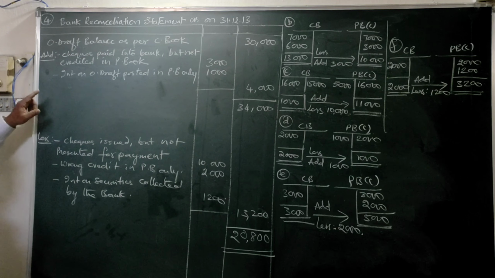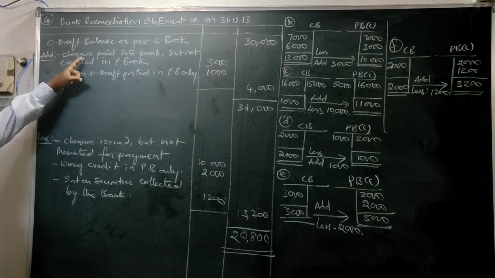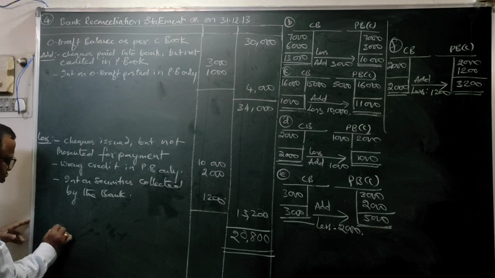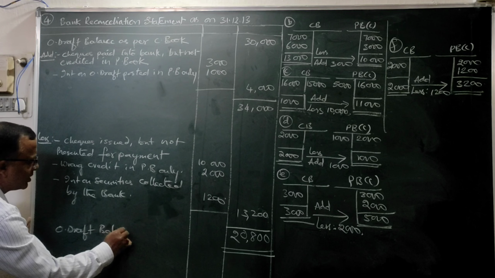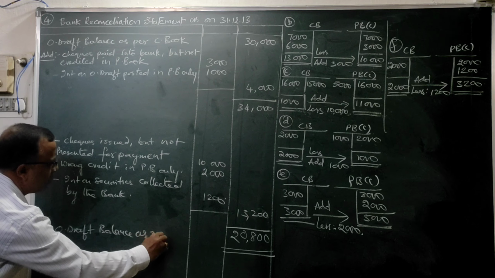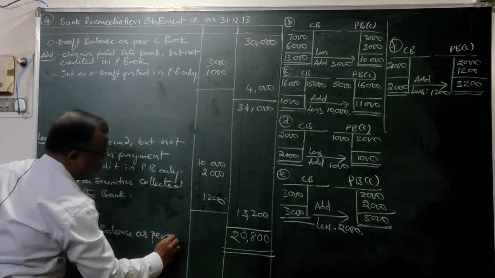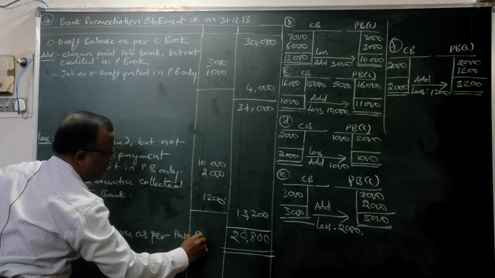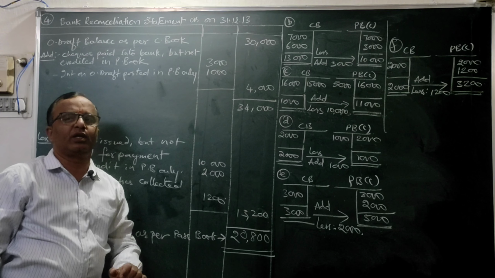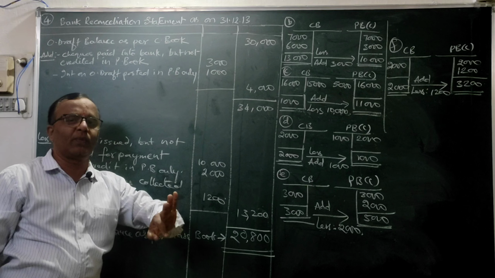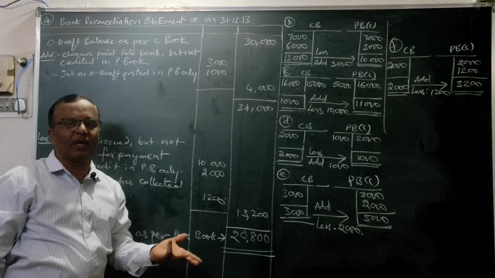Since we started with the overdraft balance as per cash book, this is also an overdraft balance, as per passbook. So if you analyze it clearly, there is not much difference between doing the problem of overdraft and that of a payroll balance here.